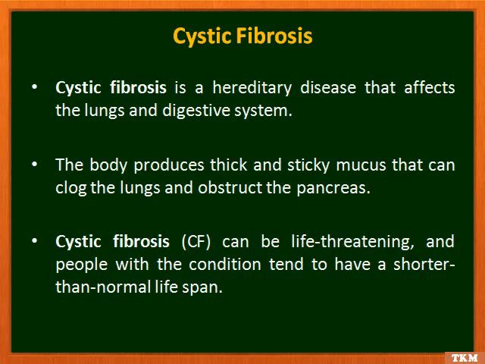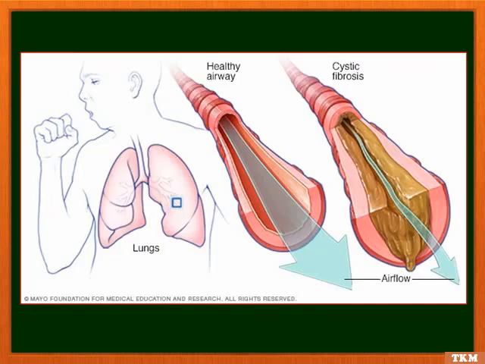Now coming to our third example, that is cystic fibrosis. Another very interesting example. Cystic fibrosis is a hereditary disease that affects the lungs and digestive system. The body produces thick and sticky mucus that can clog the lungs and obstruct the pancreas. It can be life-threatening, and people with the condition tend to have a shorter than normal lifespan.